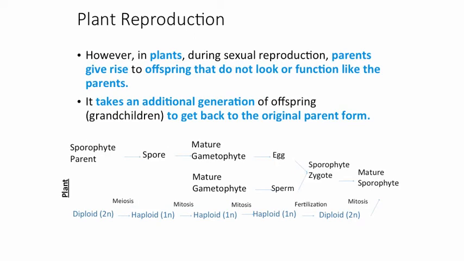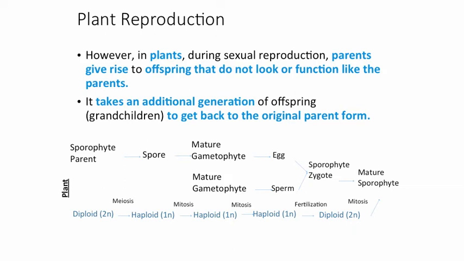What we see in plants, however, is that you can have a parent giving rise to an offspring that does not look or function like them. And in fact, they're not even the same ploidy as them. So it takes an additional generation to get back to the original parent form. So let's walk through this.